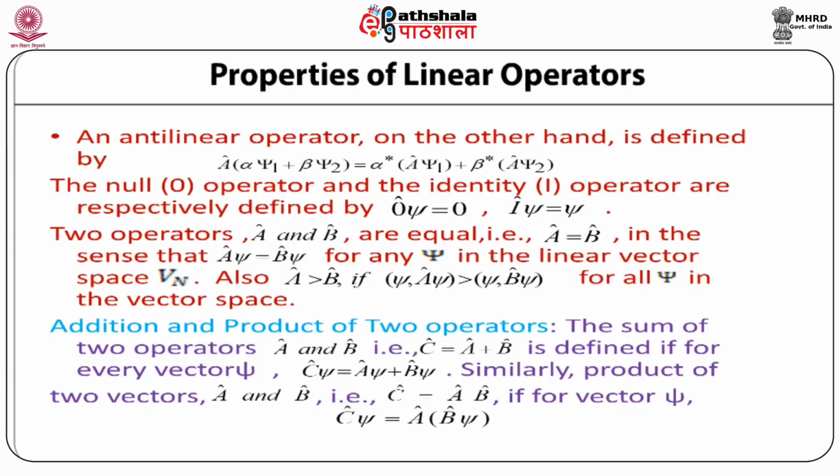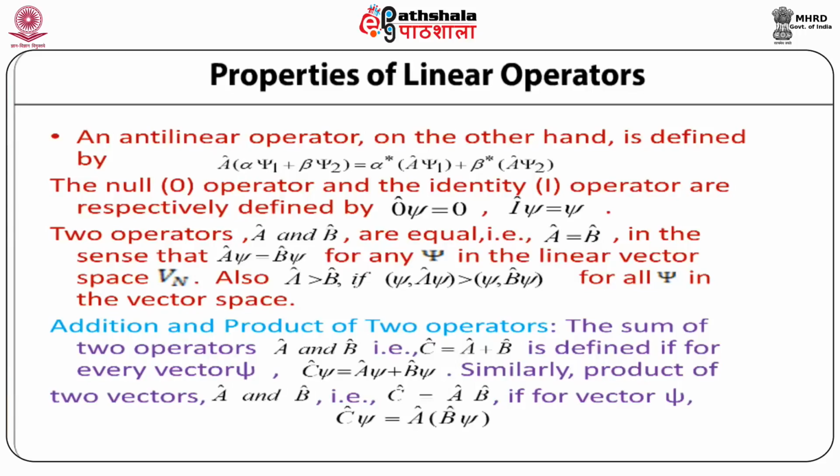Further, alpha star is the complex conjugate of the scalar alpha and beta star is the complex conjugate of the scalar beta, and A is the operator that is acting on the vectors psi 1 and psi 2. The null operator O and the identity operator I are respectively defined by operator O acting on psi is equal to 0 and operator I acting on psi is equal to psi.